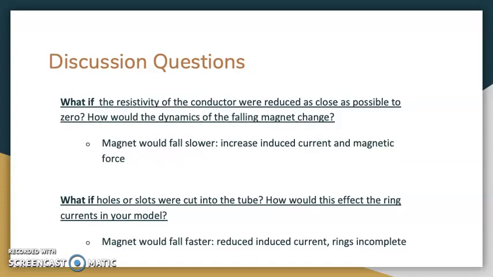So for the discussion questions, if the resistivity of the conductor were reduced as close to 0 as possible, then the magnet will fall a lot slower due to the increase in the induced current and the increase in magnetic force. And if there were holes or slits cut in the tube, then this would affect the rings by making the rings incomplete, which would reduce the induced current, making the magnet fall faster.